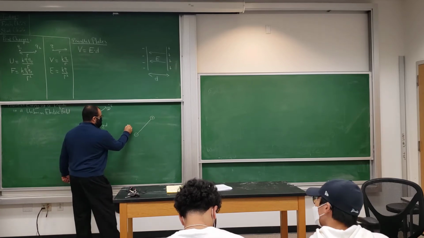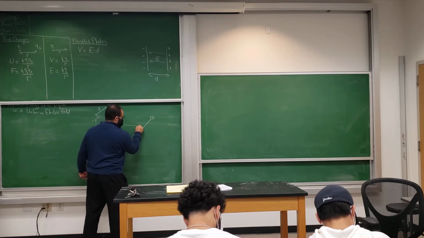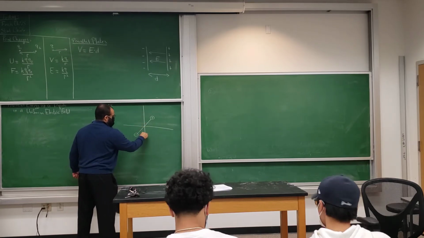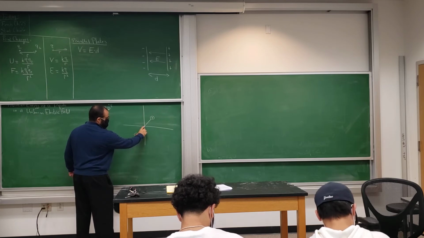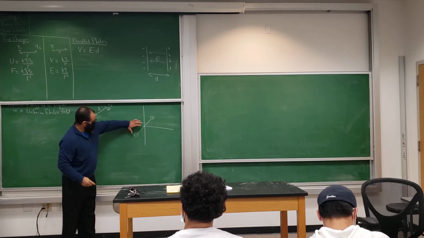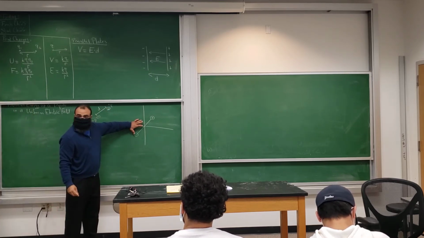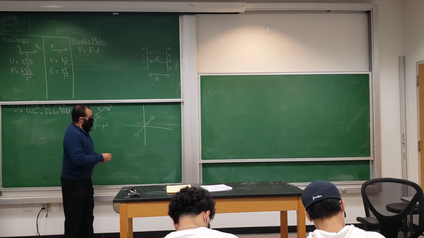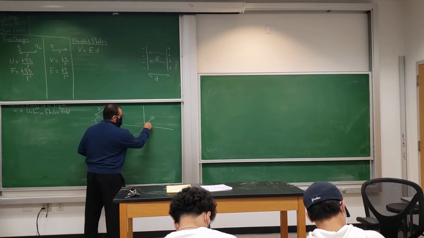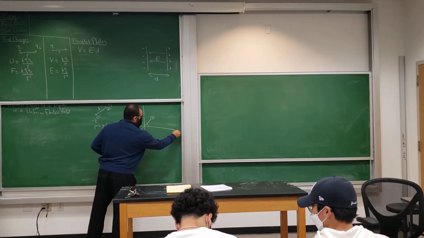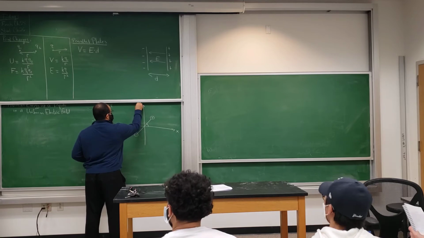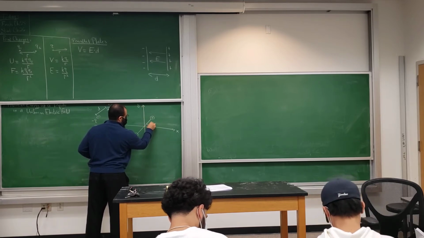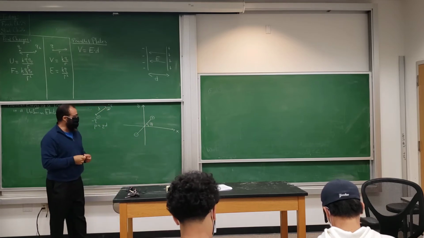I'm going to draw my x-axis this way, and this passes through halfway, and then the y-axis this way. So the distance from here to here is how much? D over 2. Good. And the angle that my dipole moment makes with the x-axis, I'm going to call it phi. That's the angle it makes with the x-axis.